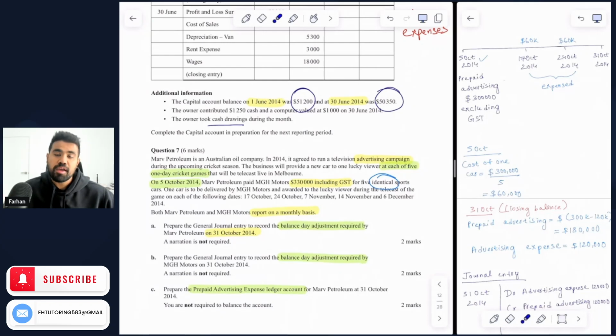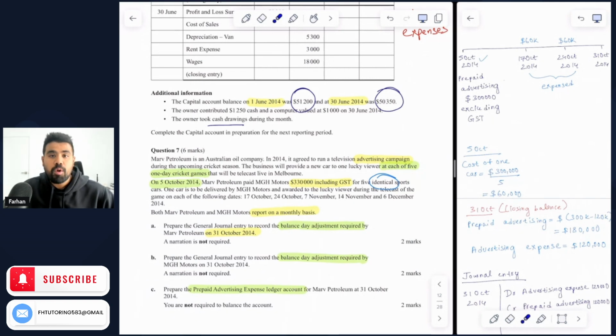My name is Farhan. Today you will solve question number 7 from 2014 past exam. This question requires you to record the balance day adjustments for two different companies and then also prepare the advertising expense ledger account at the end of the reporting period.